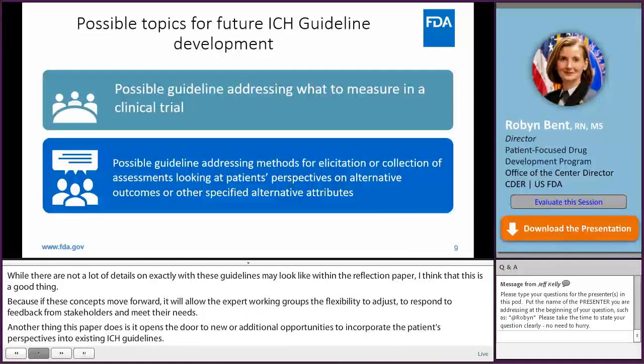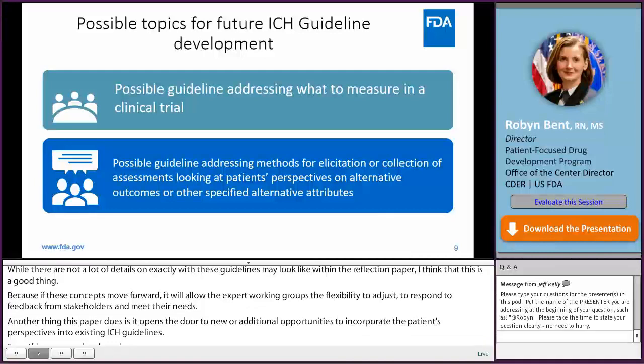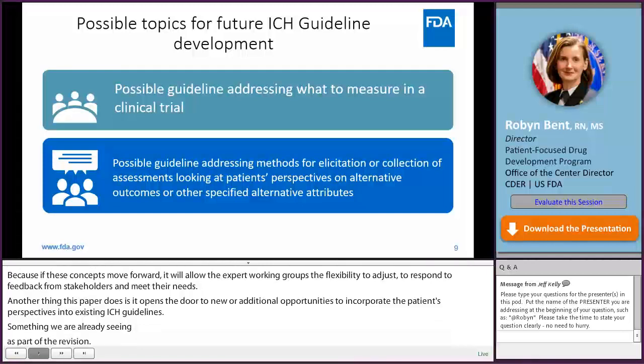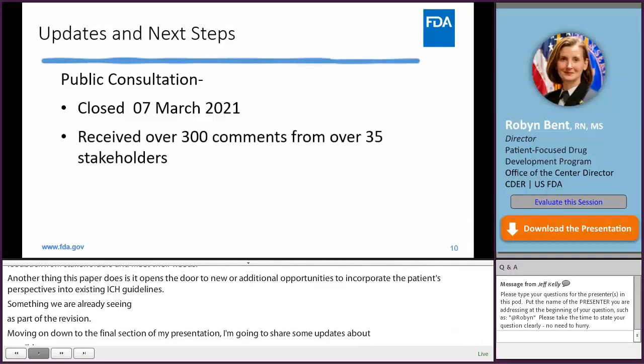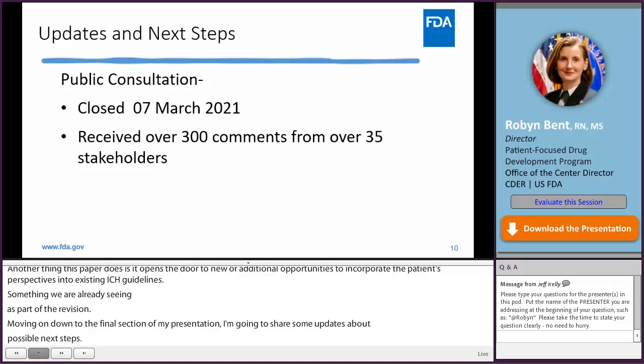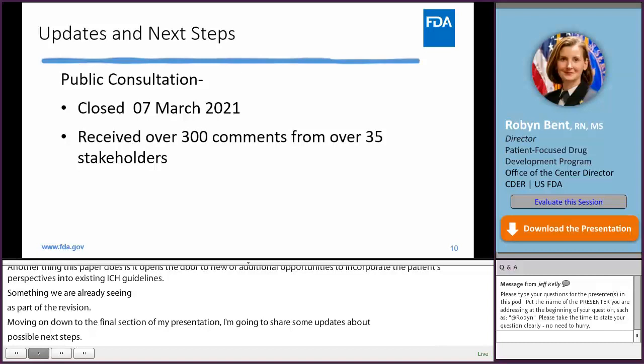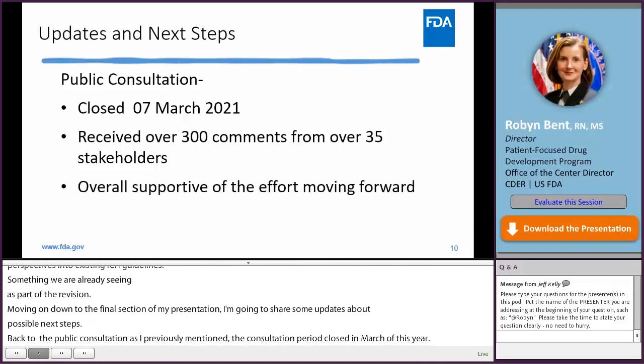And moving on now to the final section of my presentation, I'm going to share some updates about possible next steps. So back to the public consultation, as I previously mentioned, the consultation period closed on the 7th of March of this year. We received over 300 comments, and those comments came from more than 35 stakeholders from around the world.